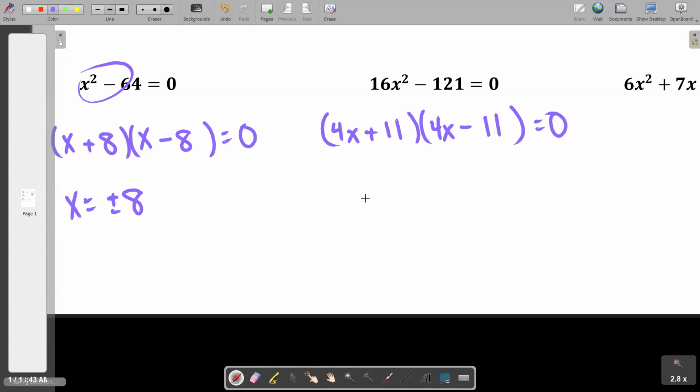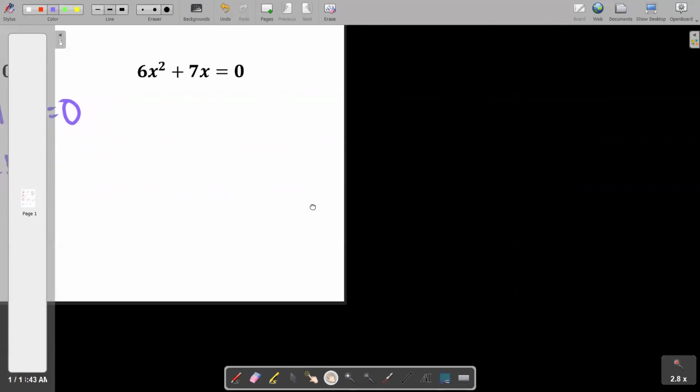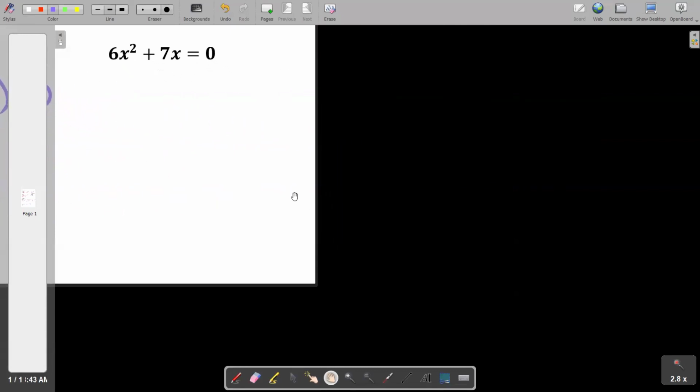And then I get my answers. X equals negative 11/4. So like I'll write it out this time so you can just see. Like it's okay to just write it like this. And X equals positive 11/4. And then the one that I get the most questions about is this last guy. It's frustrating, but thank goodness the quiz isn't today.